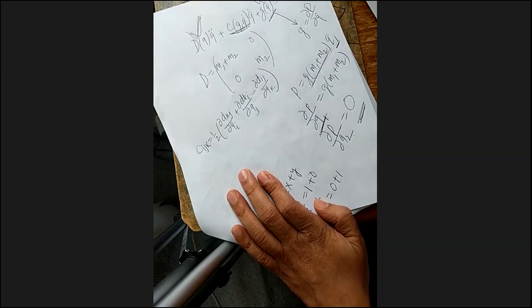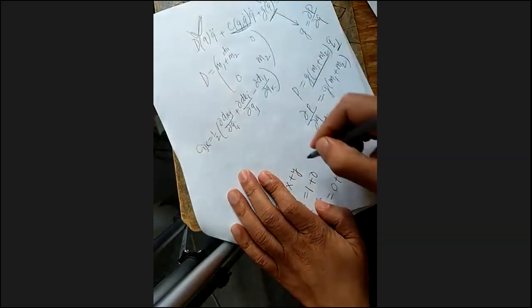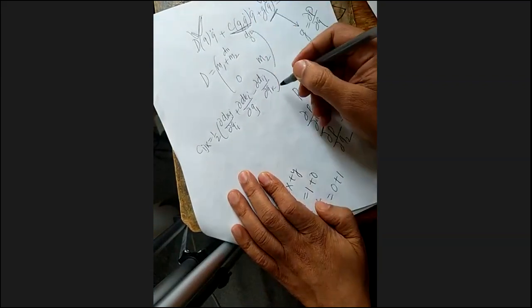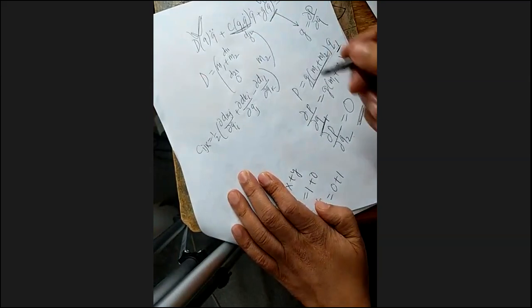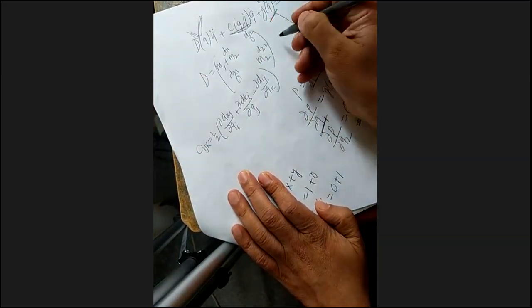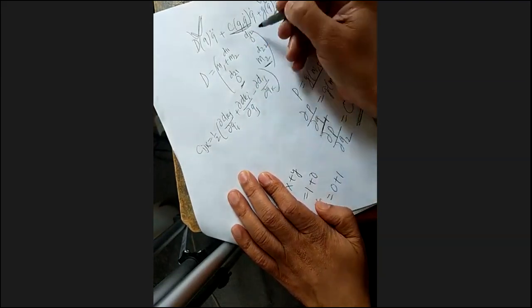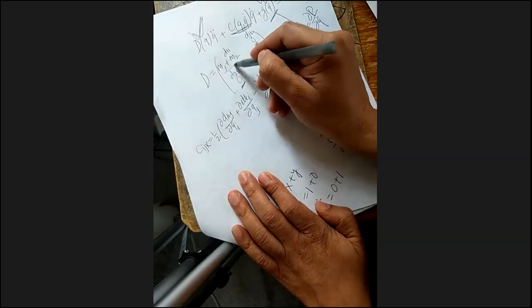Then how do you find what your D is here? This is D11, M1 plus M2. This is D12, this one is D21, and this one is D22. M2 is D22, 0 is D21, 0 is D12, and M1 plus M2 is D11.